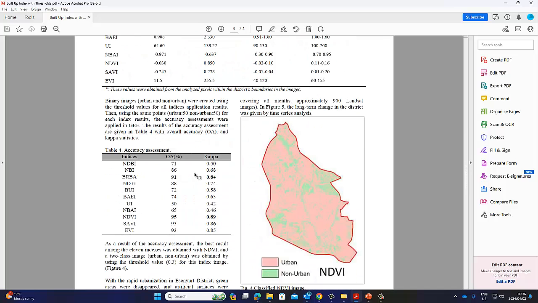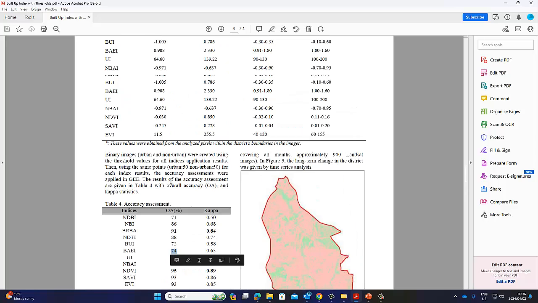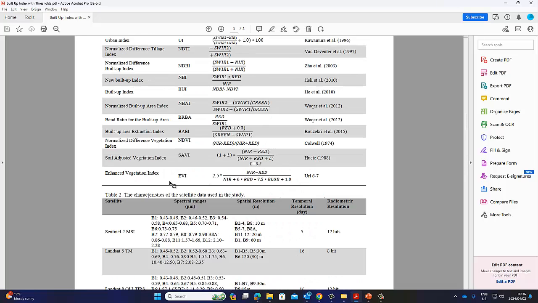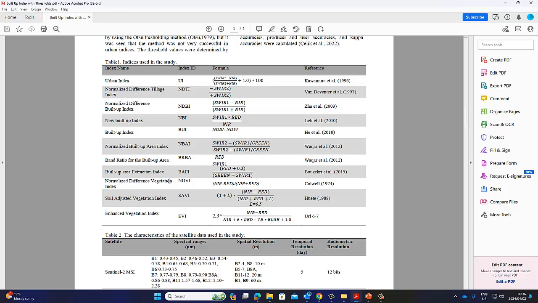Let's see where the BAEI sits. It sits at 74, so according to him it's not very accurate. But in my case, the numbers look a little bit different. Anyway, we still have to play around with them. I don't think we are done.